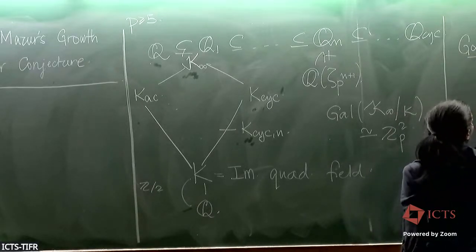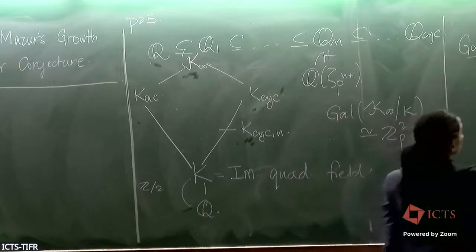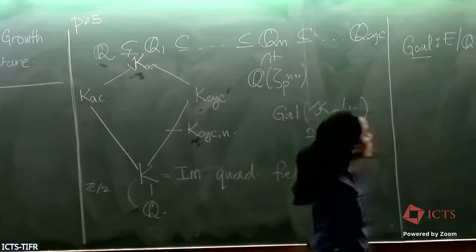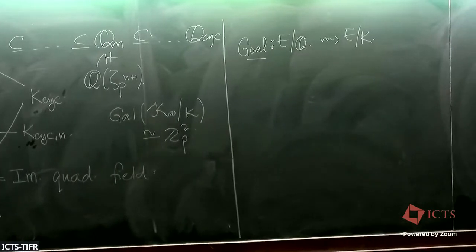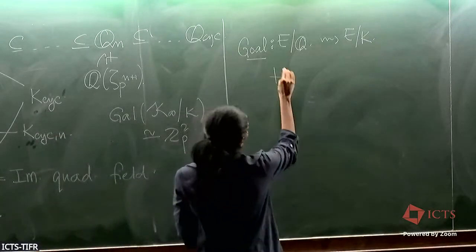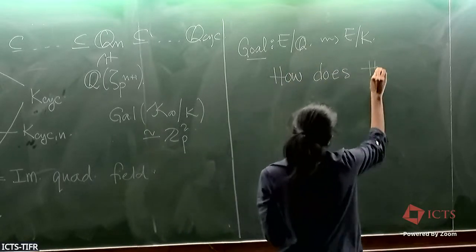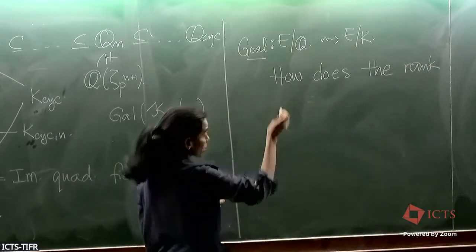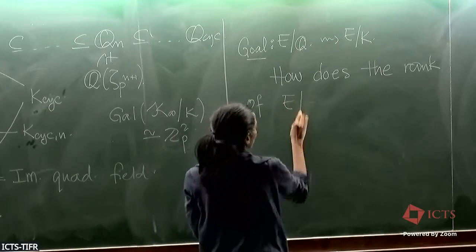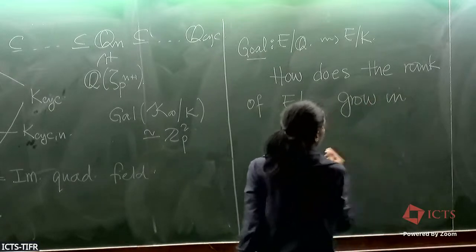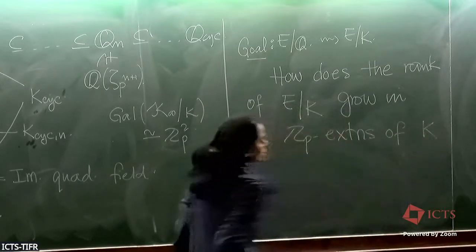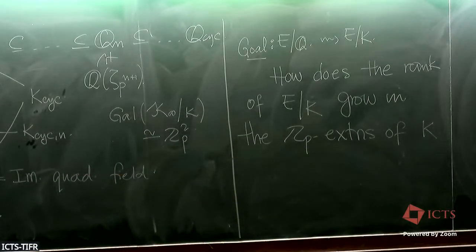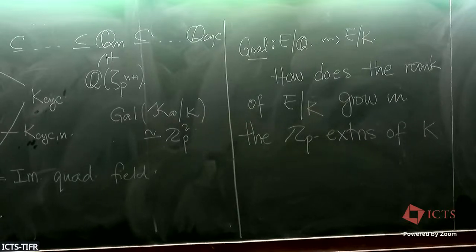If I have an elliptic curve E over Q that I've base changed to K, I can ask how does the rank of the elliptic curve grow as I go up the layers of a Z_p extension. That was started by Mazur in the 1970s, asking that sort of a question. And the question of interest today is, how does the rank or the Mordell-Weil rank of E over K grow in the Z_p extensions of K? So not just the cyclotomic or the anticyclotomic extension, but in all the other Z_p extensions as well, which are supported by K.